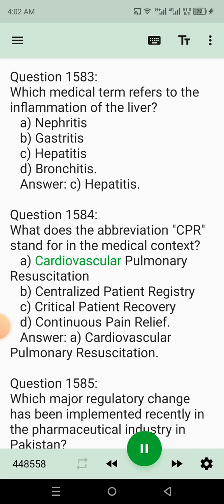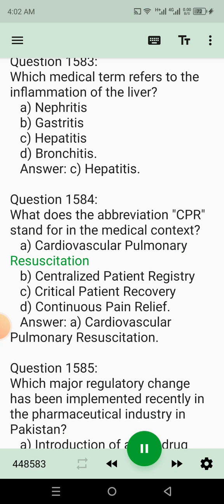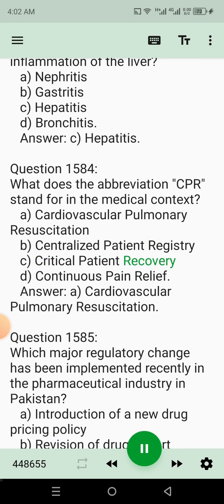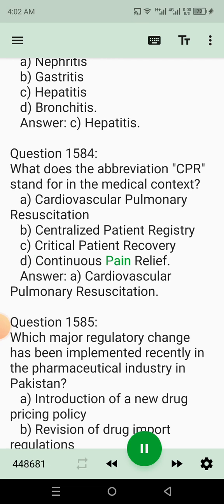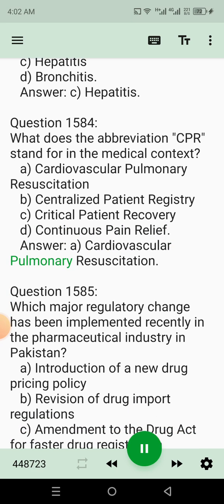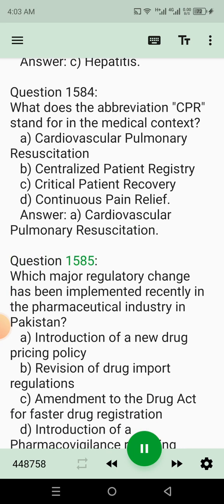Question 1584. What does the abbreviation CPR stand for in the medical context? A. Cardiovascular pulmonary resuscitation. B. Centralized patient registry. C. Critical patient recovery. D. Continuous pain relief. Answer: A. Cardiovascular pulmonary resuscitation.